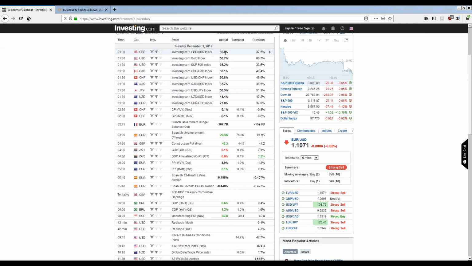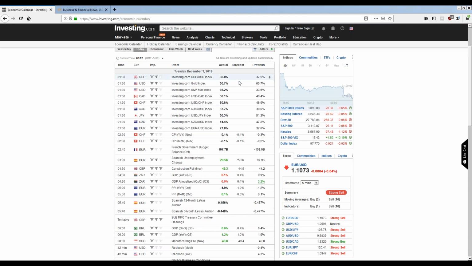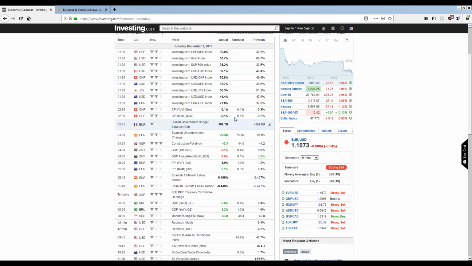We started out flat. You can see the forecast is here, and the actual number is here. Sometimes there's not a forecast number. Sometimes there is. If the numbers are better than expected, they come in green. If they're worse than expected, they come in red. If they're major announcements, there are 3 bullheads. If they're smaller announcements, there are 1 bullhead or 2 bullheads.